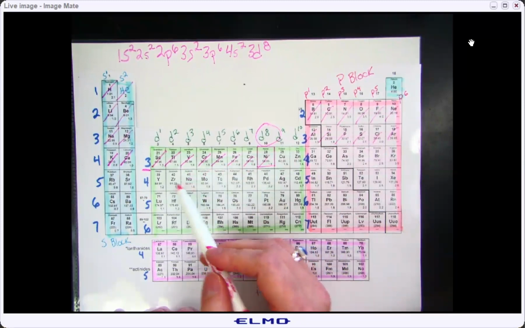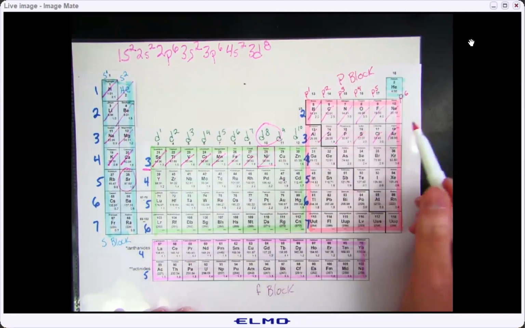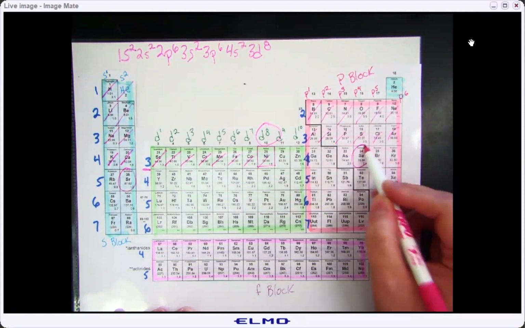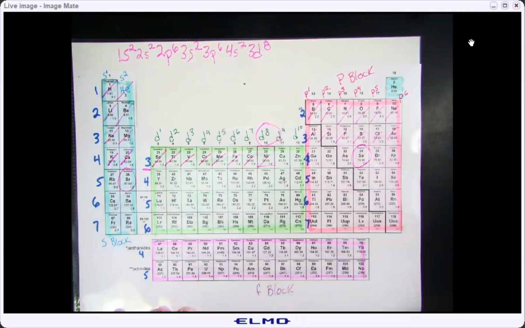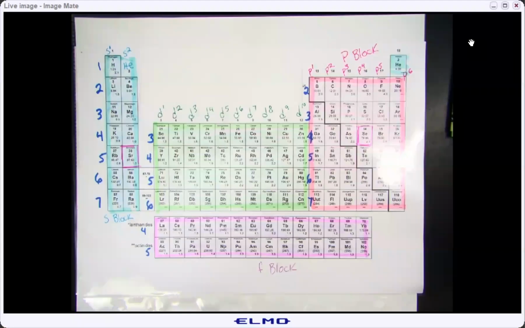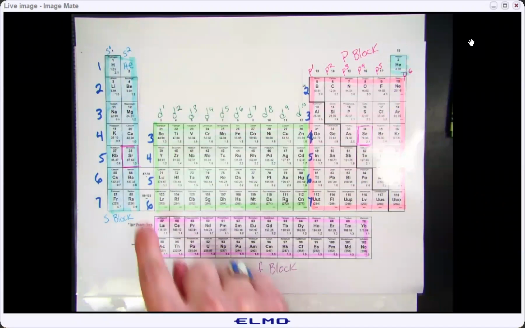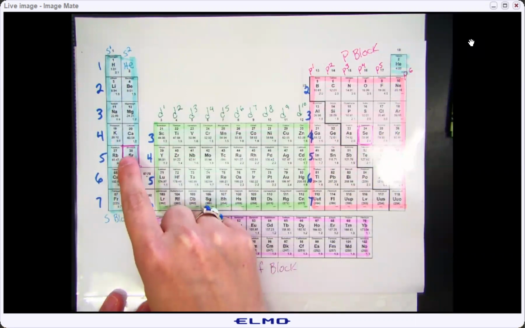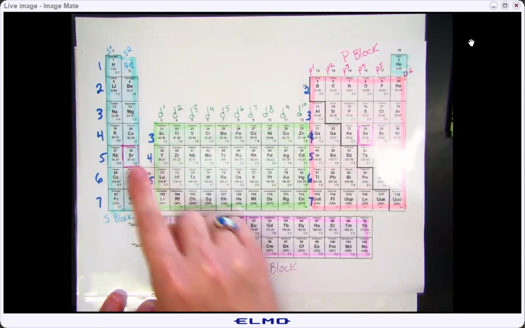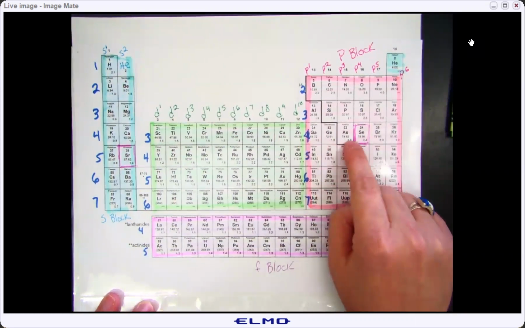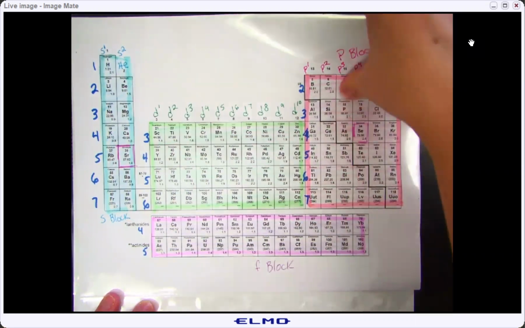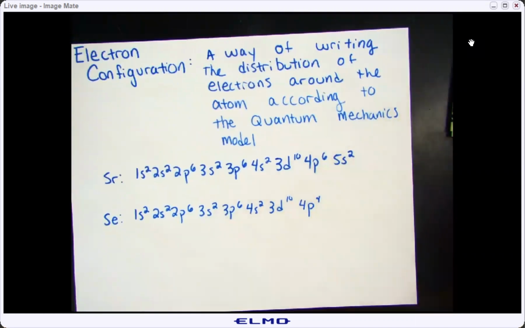I would like you to try strontium, and we'll do selenium. So take a moment and try to find those configurations. If you notice, strontium ends in the 5s block, so it should end 5s2. For selenium, that is in the 4th row, 4p, and then it's in the 4th column, so it should end 4p4. So we should see this as our configuration for both strontium and selenium.